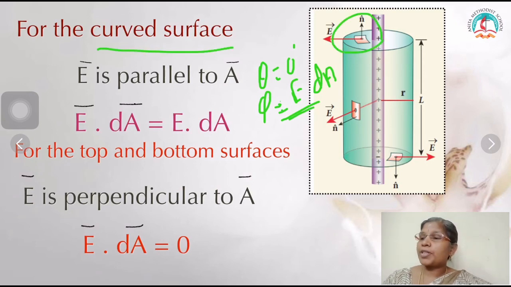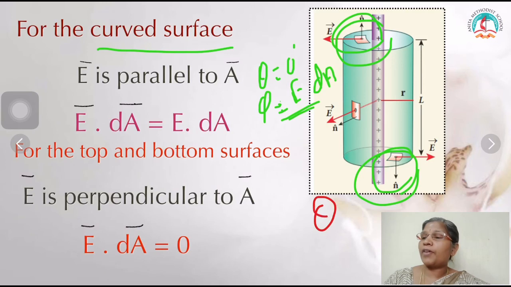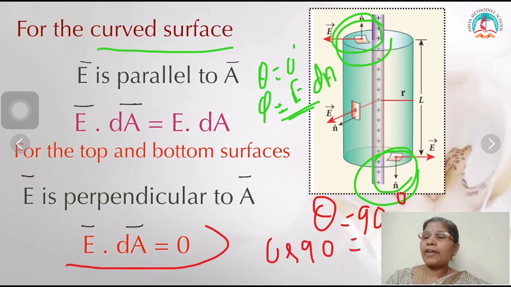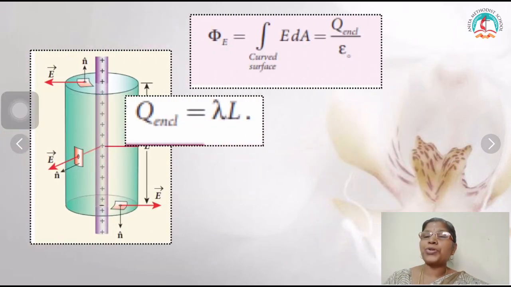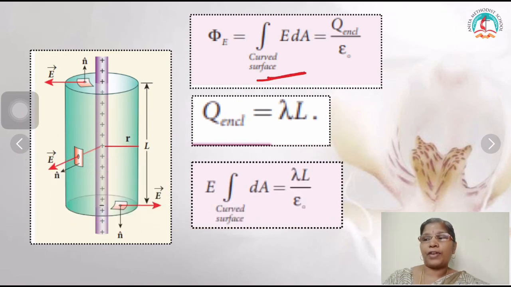Now the top side and the bottom side: you see both are perpendicular here. When it is perpendicular, what is the value of theta? Theta is equal to 90 degrees, and cos 90 is equal to 0. So you won't get any value of E dot dA from them. So what is the formula now? The formula reduces to only the curved surface: the integral of E dA is equal to Q by epsilon 0.